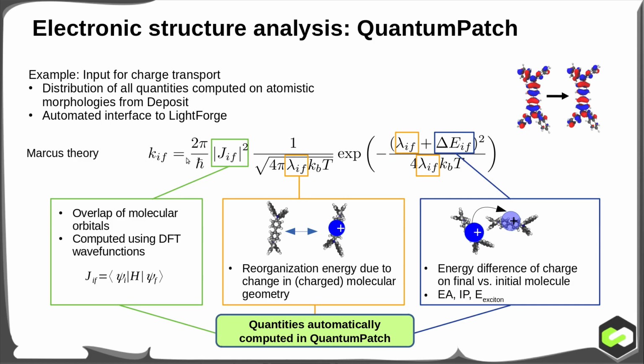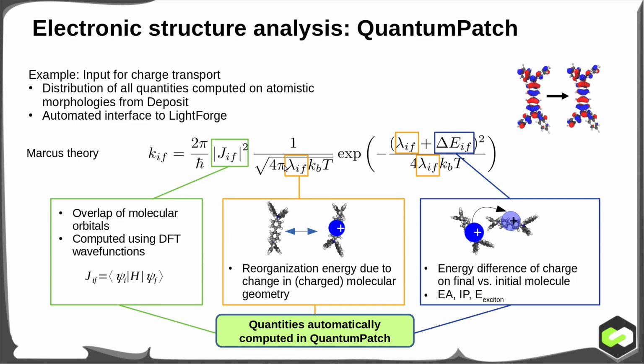Without wanting to go into detail, there are 3 basic ingredients to this. The first ingredient, highlighted in green, is the overlap of molecular orbitals, sometimes referred to as electronic couplings, which we can compute using DFT wave functions. The second ingredient is the reorganization energy.